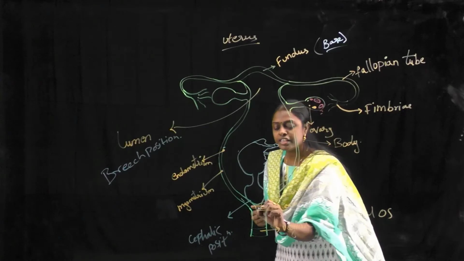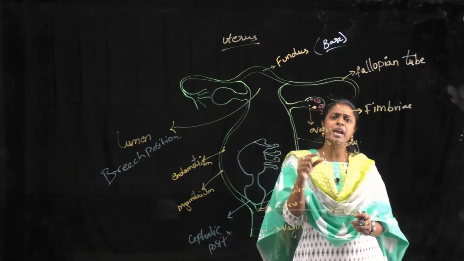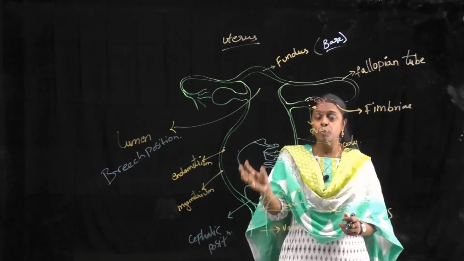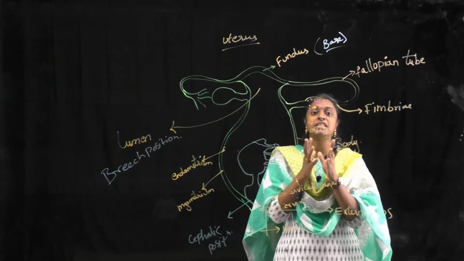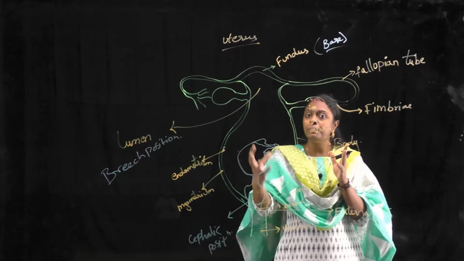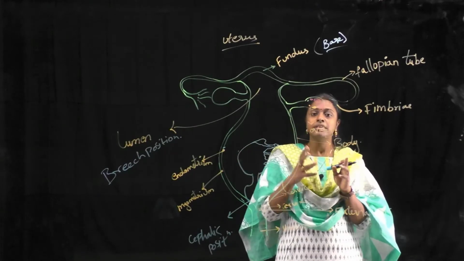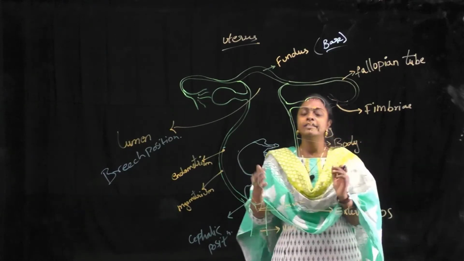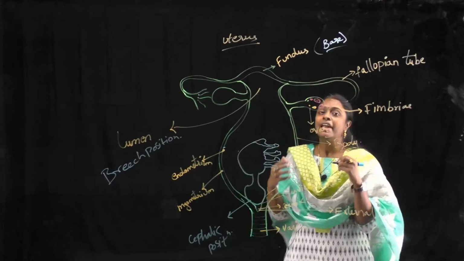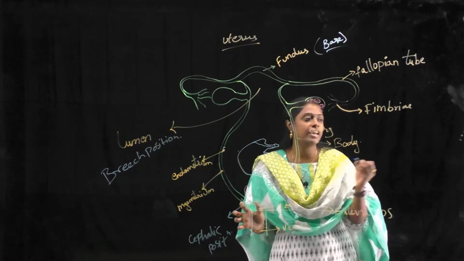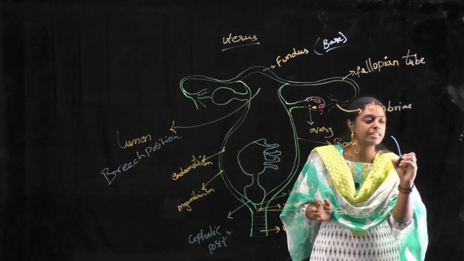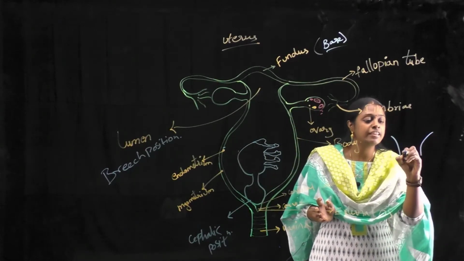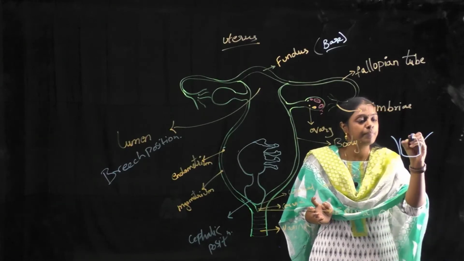So near this external OS, you will have a jelly-like substance which will stop the placental water. But when the baby pushes near this cervix, that jelly substance will come out and the whole water starts to leak. At that time, near this cervix, if you see clearly, this is the cervix and here you will have the head.